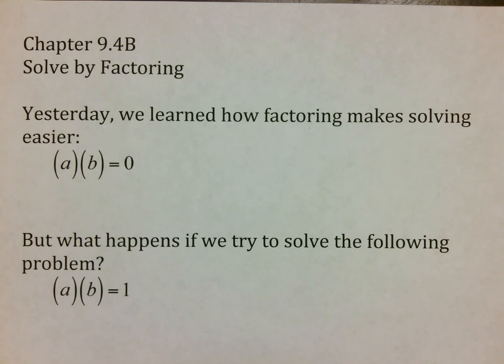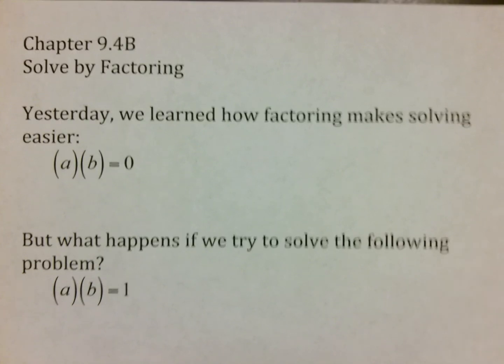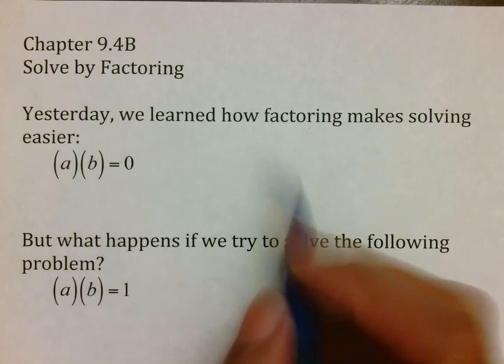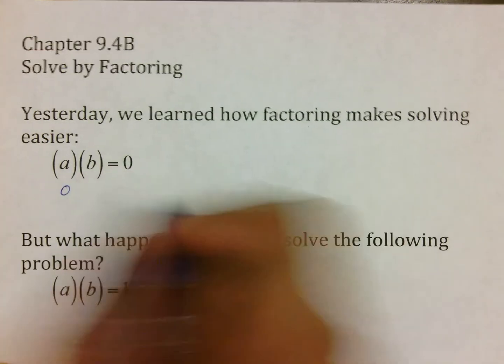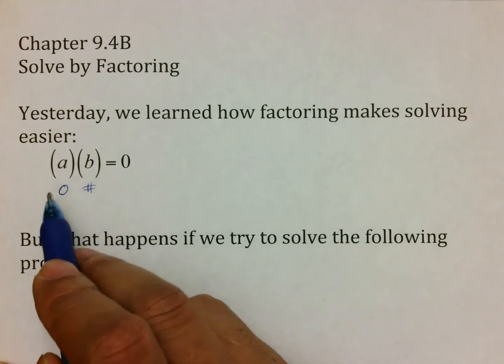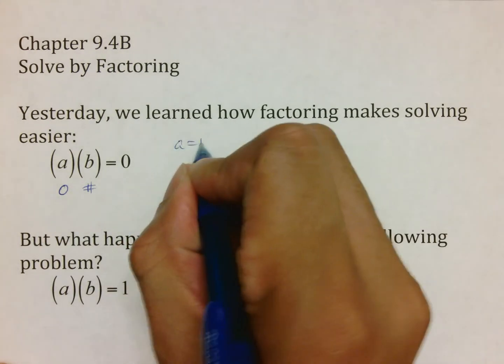Alright, so this is a quick lesson because hopefully you learned most of what you needed to yesterday. It's just a quick adjustment. As yesterday we learned how factoring makes solving easier, because based off of what we learned, if you have two numbers that are multiplying to be 0, as long as A is 0, it does not matter what B is, the answer is going to be 0. So one of the things we learned was that A has to be 0.